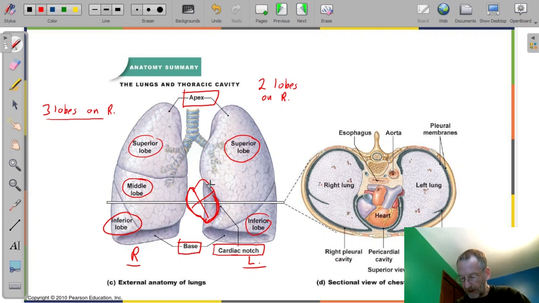On the right side of this figure, we're going to spend some time looking at the pleural membranes. Note the spelling. And we'll talk about the pleural cavity between the 2 membranes. We'll come back to that later.